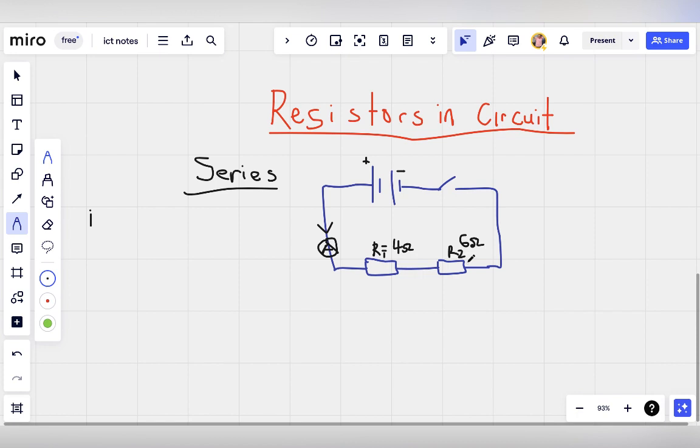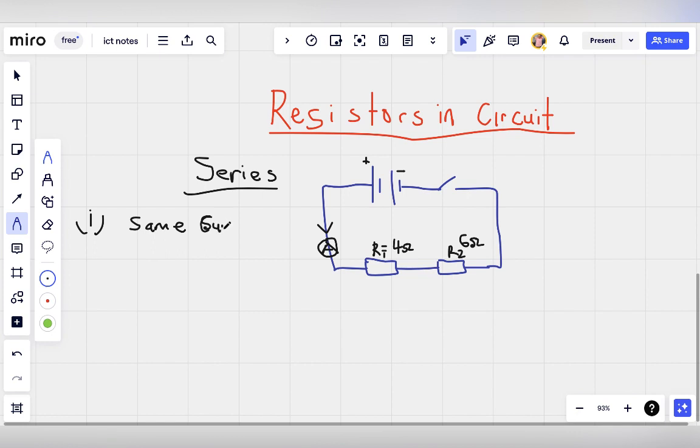But it's different when we have parallel situations. So the first condition is that the same current flows in series. The same current flows in both resistors. It's called same loop, same branch, same current. That's the first condition. Okay?